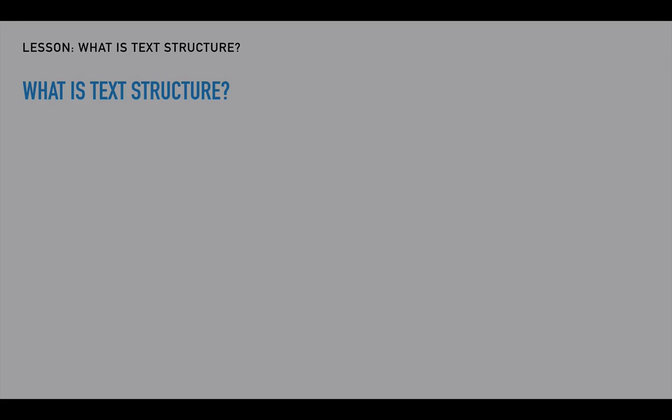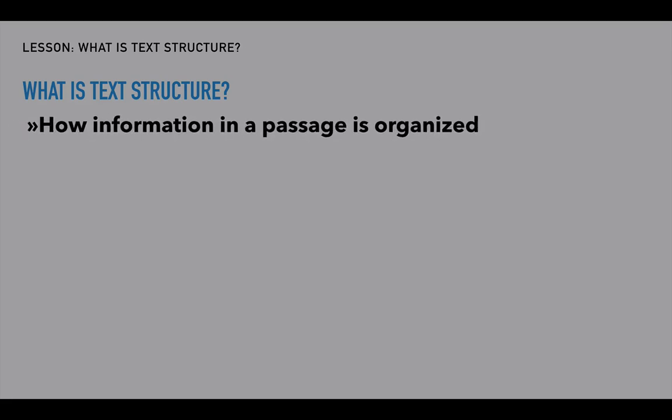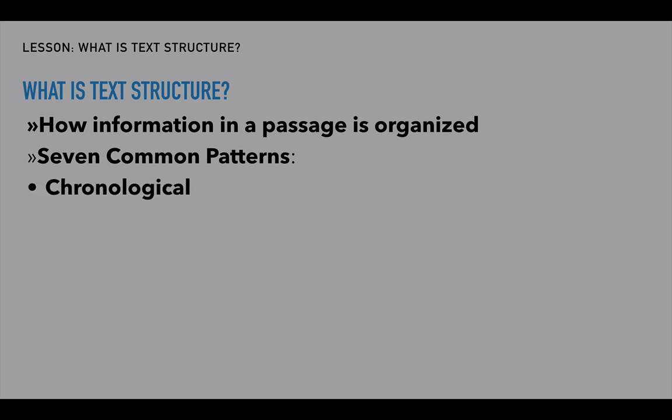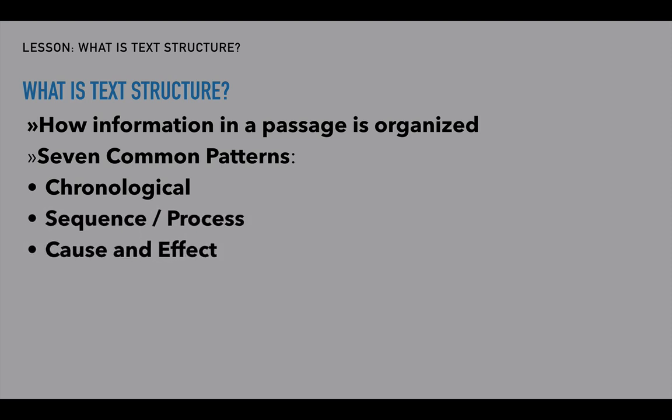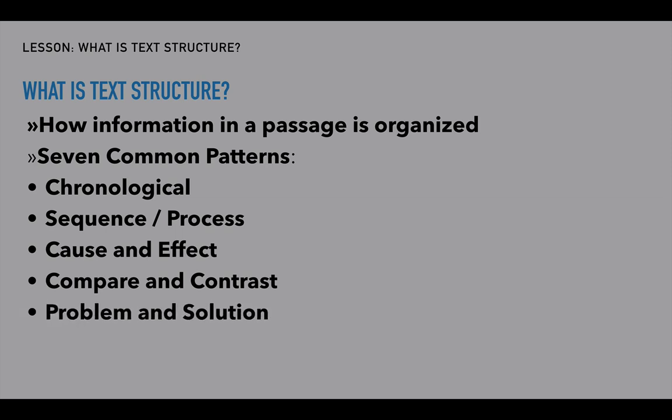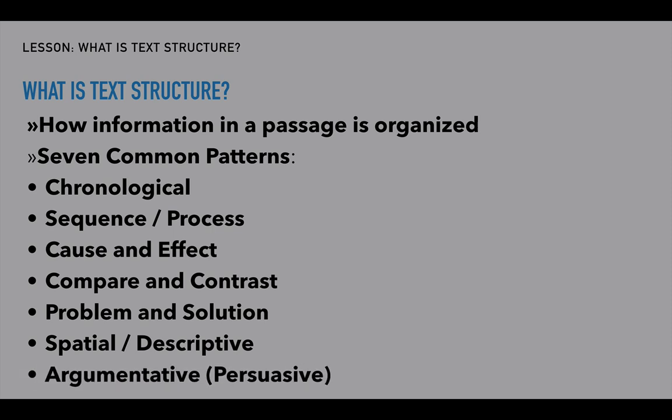What is text structure? Text structure is how information in a passage is organized. Anytime you have a piece of writing, it's going to be organized in a certain way. So I'm going to look at 7 common patterns for organization of text: chronological, sequence or process, cause and effect, compare and contrast, problem and solution, spatial and descriptive, or argumentative, which is also persuasive.